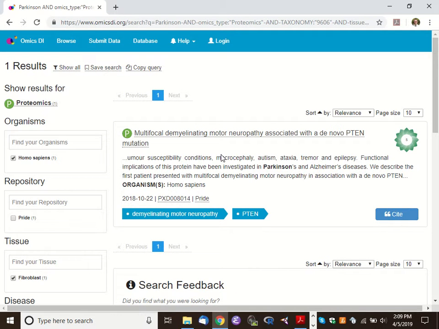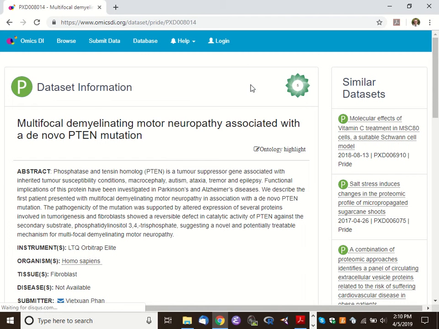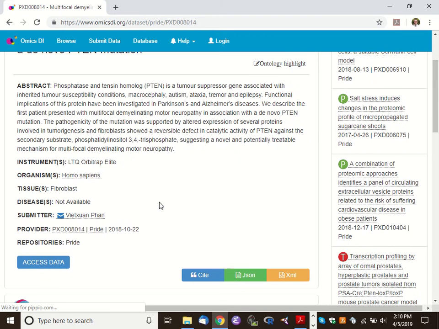Now, given that somebody in our division has done fibroblasts, we might ask, who exactly posted this data set? I'm going to go ahead and click into it. Multifocal demyelinating motor neuropathy relating to P10. Okay, so this was submitted by Viet-Xuan Fan. We can take a quick look at the data set more closely, but we can also look down at the bottom there. The email address for Viet-Xuan is from isas.de.